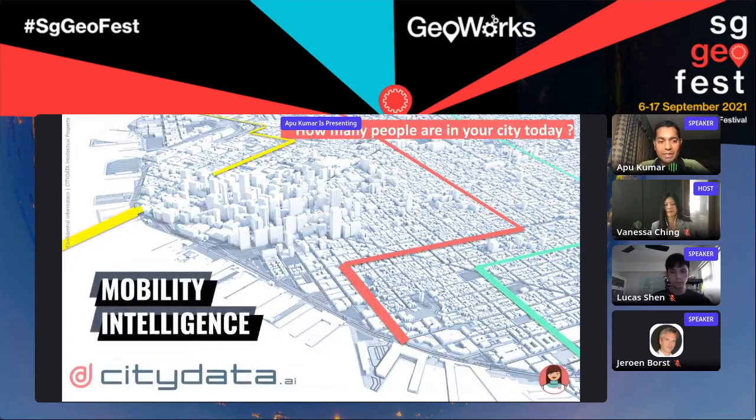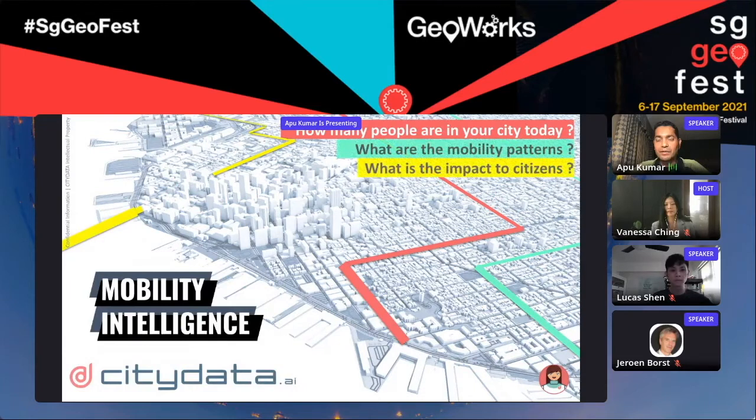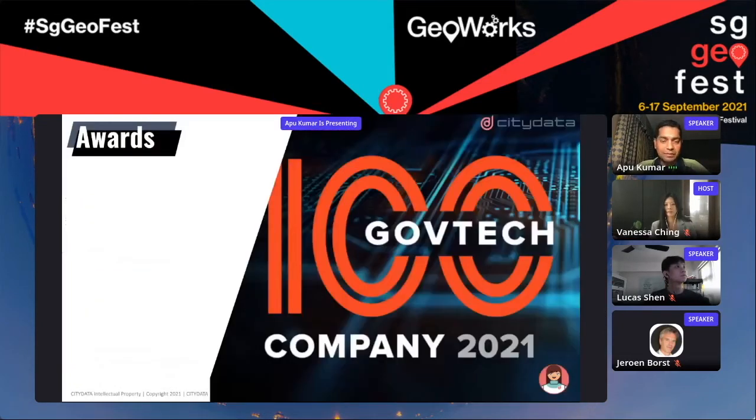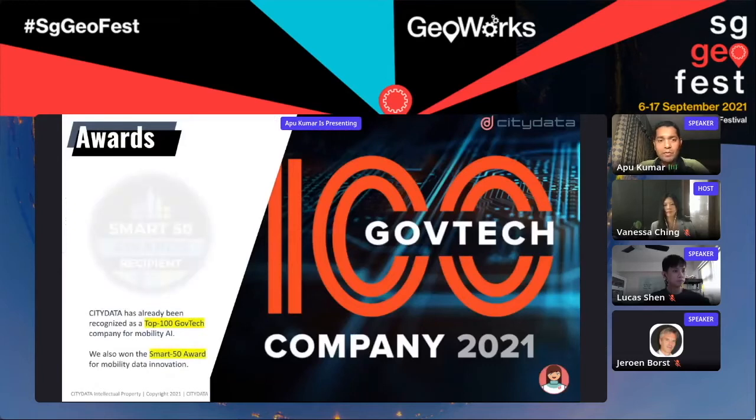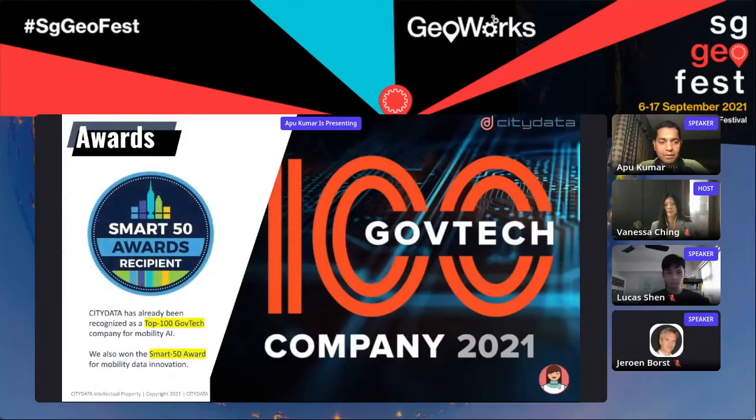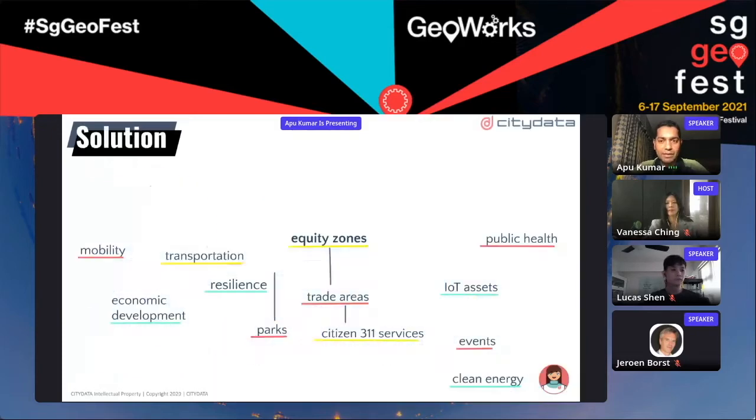So we are a mobility intelligence company, and we focus on trying to answer the question, how many people, what are their movement patterns, and then more importantly, what is the real impact to citizens. Happy to share that we've been awarded a bunch of really cool awards over the past few months. We are a GovTech company, and that means we provide data solutions and data sets to government agencies, government clients, to nonprofits, to universities, academics, NGOs. And we recently also won the Smart 50 award for some of the work we did with cities in the US.